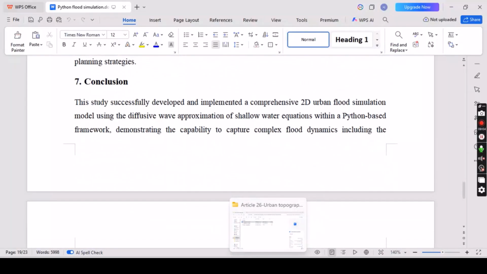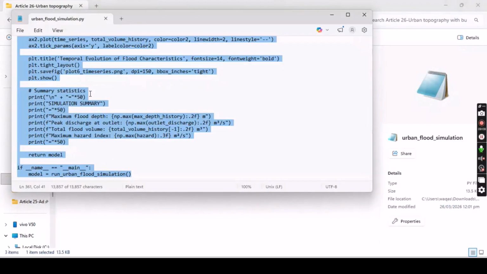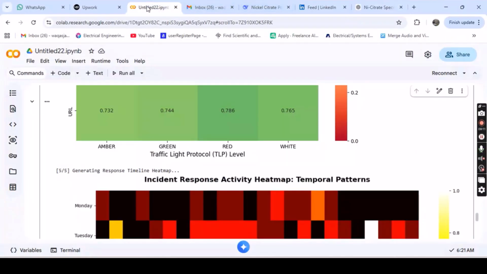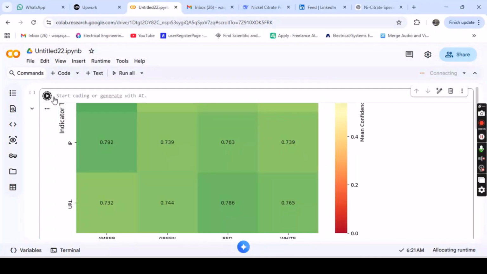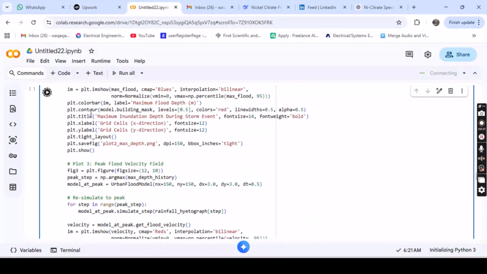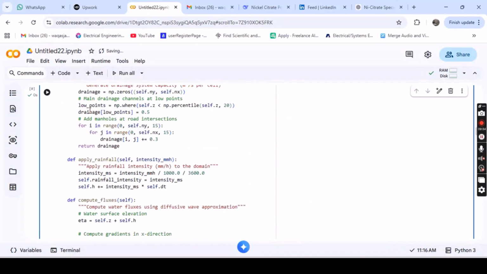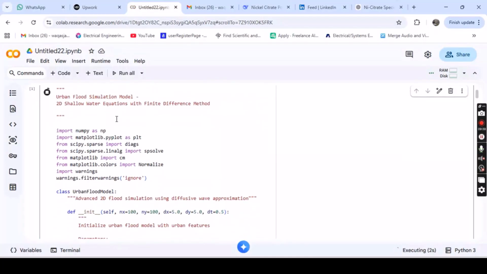Let me provide you a Python-based demonstration. Yes, this one. First of all, you just need to remove the previous one. Okay, so this is the complete urban flood simulation model.